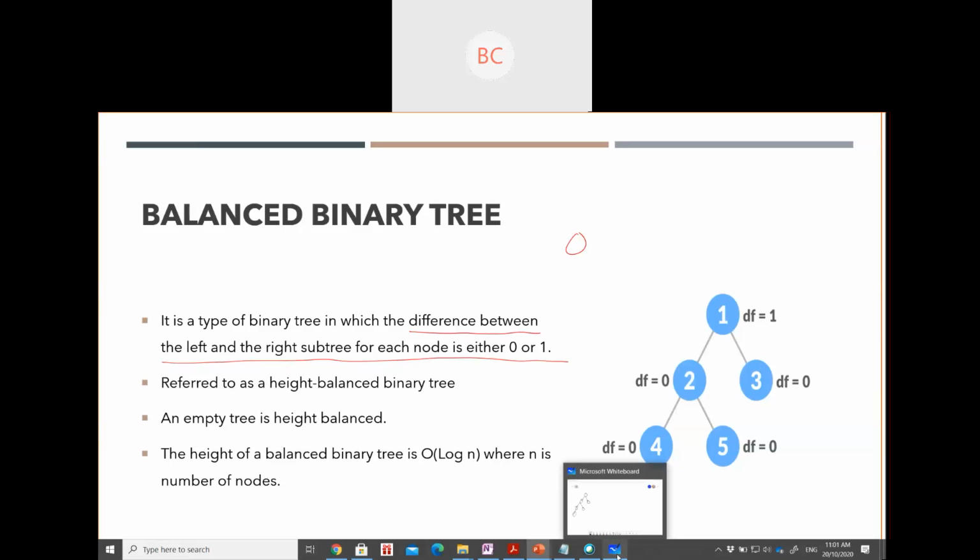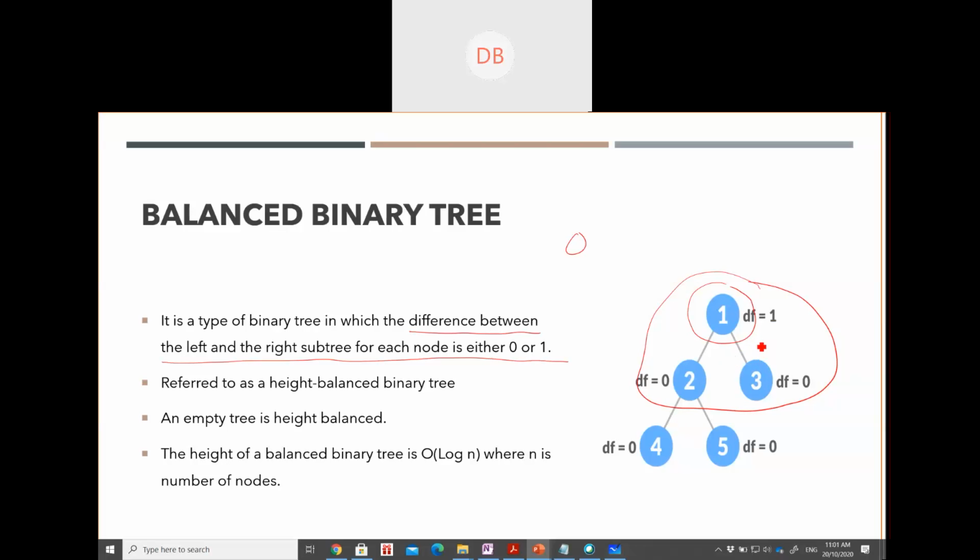See, for this tree, what's the height for this tree? Just think about this root node first and its immediate two children. Okay. Root and its two children. What's the height? One.